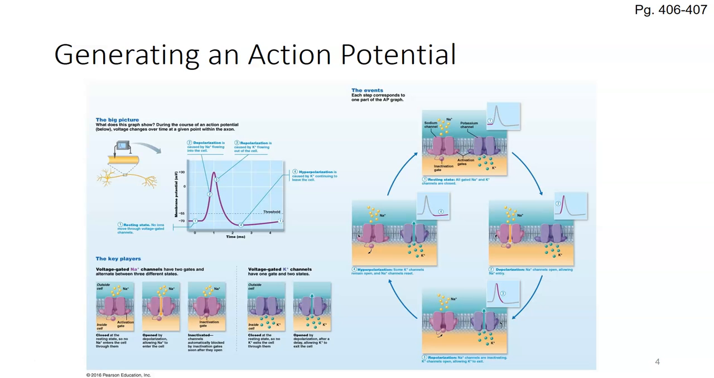Repolarization resets electrical conditions, not ionic conditions. After repolarization, the sodium-potassium pumps, and there are thousands of them in an axon, restore ionic balance.